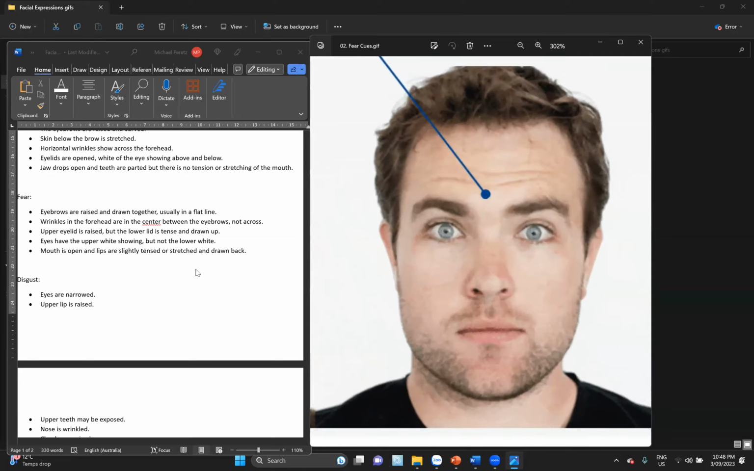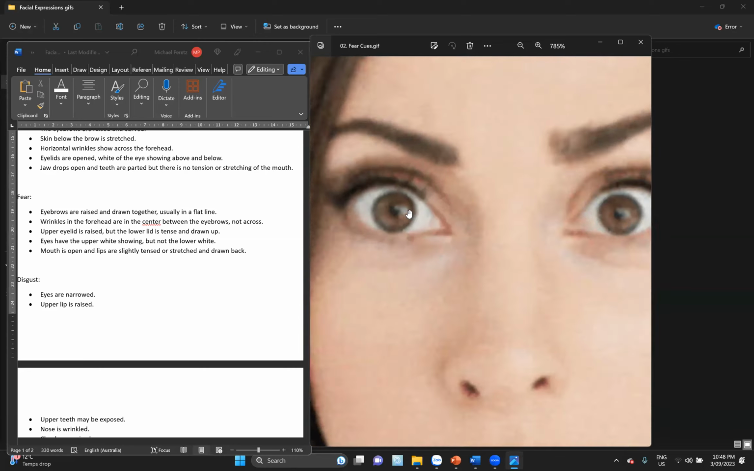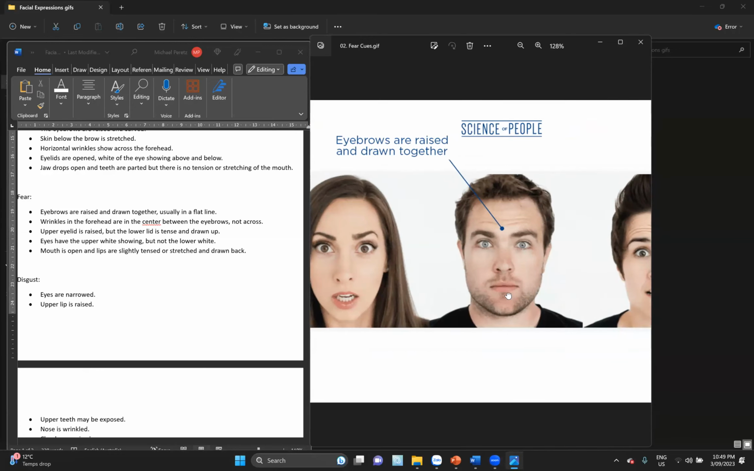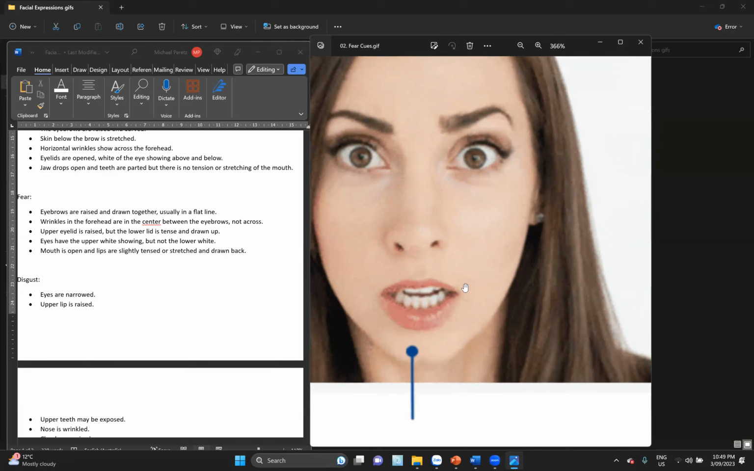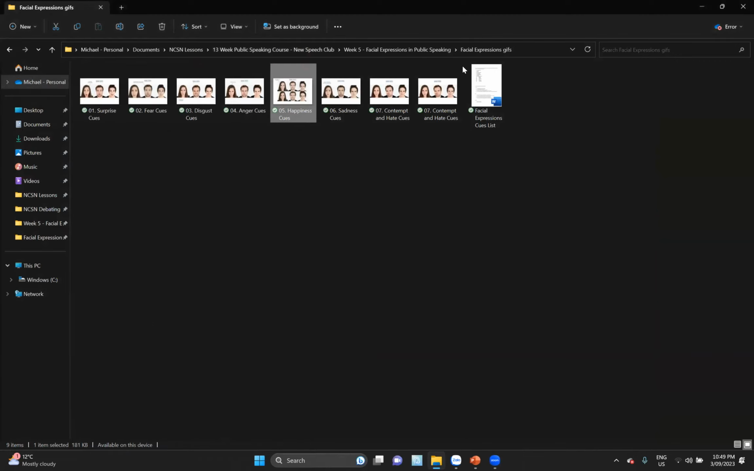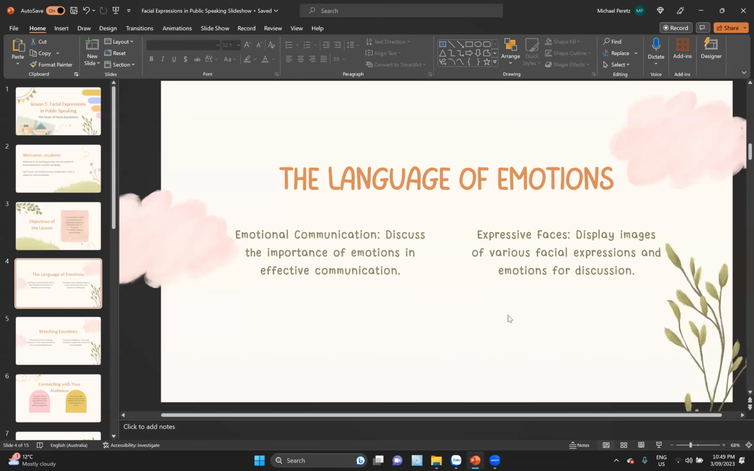The upper eyelids, we can see a better example here. So the upper eyelid is raised, so we can see the whites above the eyes. I'm just going to get in there. It's kind of terrifying to look at, isn't it? We can see that space of white in the eyes at the top, but the lower eyelid is drawn up, so we cannot see the whites below the pupil. And the mouth is slightly open, and the lips look slightly tensed or stretched and drawn back. Okay, so those are the seven universal facial expressions that everybody experiences.